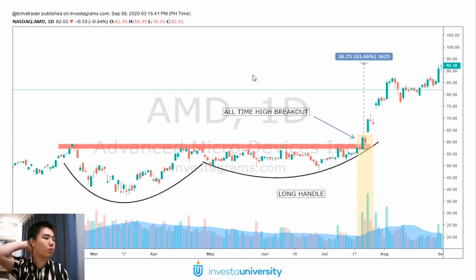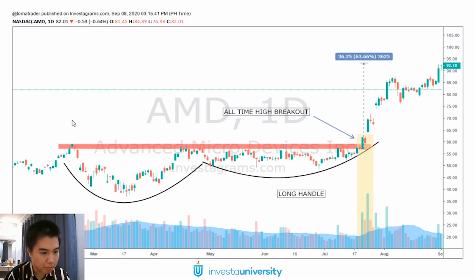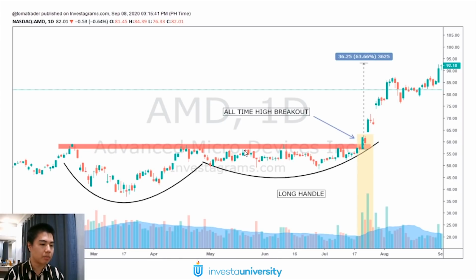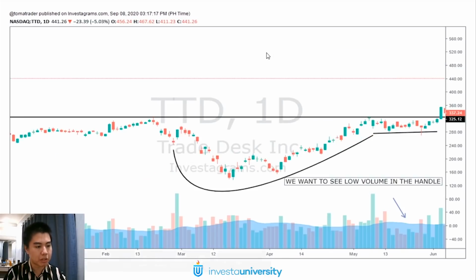And here's another example. We have AMD, diba? So, ito naman, meron tayong mahabang handle for the cup and the handle. And then, yeah, nagka-breakout above the neckline on above average volume, diba? So, same thing. It's another continuation pattern. We want to see volatility contracting, volume contracting during the handle, and then large breakout. It went up 63% in a short period of time.